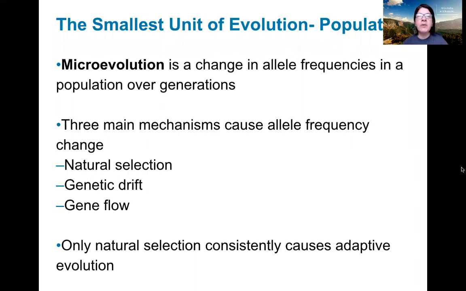And microevolution is defined as a change in allele frequencies in a population over generations. So there are three mechanisms that can cause allele frequency change. One being natural selection, which we explored with the finches and with the rock pocket mouse. Two, genetic drift, and three, gene flow. And we're going to explore each of these in this tutorial. Now, only natural selection can consistently cause adaptive evolution.